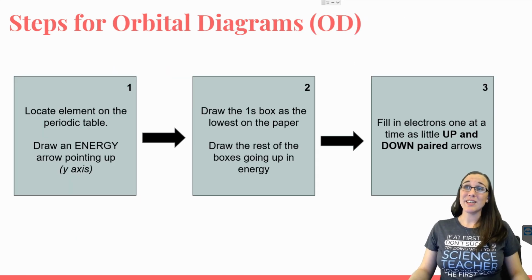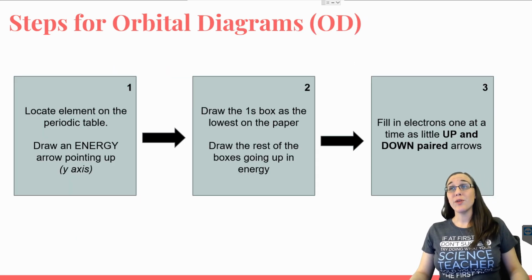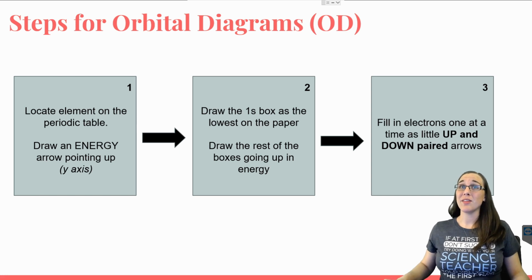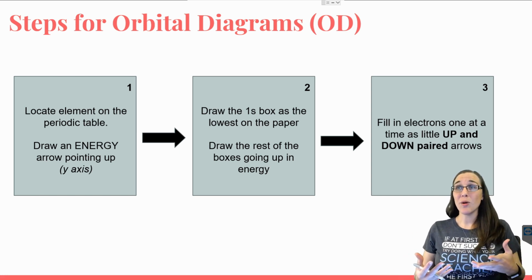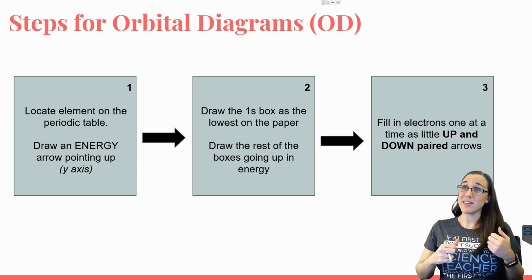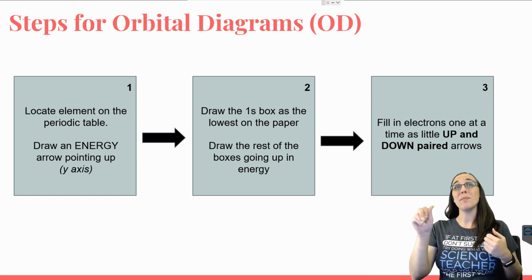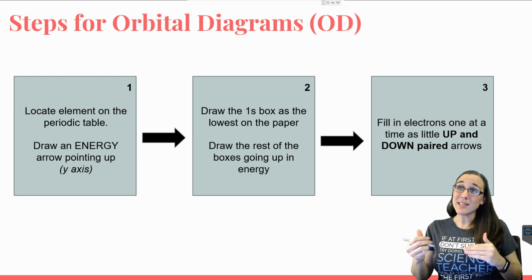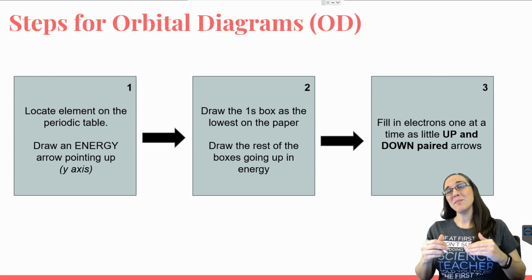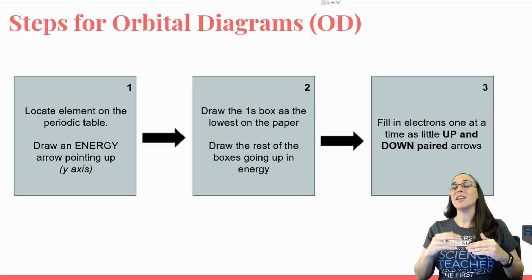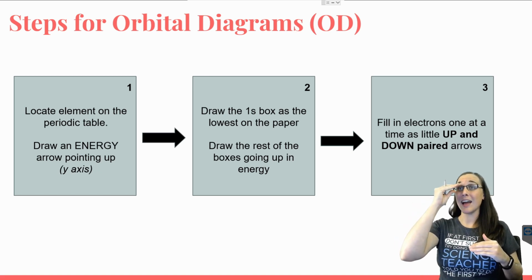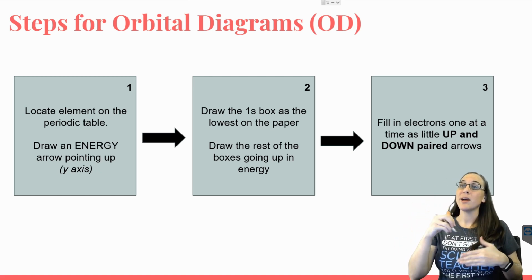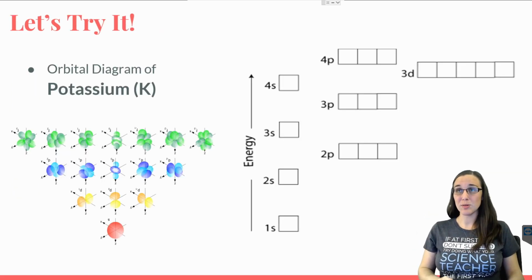As always, I like to give you a breakdown of steps. So first, you need to locate your element on the periodic table. Draw an orbital diagram like the one on the previous slide where you have an energy arrow with a bunch of boxes. You're going to draw the 1s box always lowest on your paper, so all the way at the bottom, it is the lowest energy level. And then you're going to draw the boxes increasingly higher energy levels. Then you're going to put in your electrons up and down according to the Pauli exclusion principle until you get to the atom of interest.